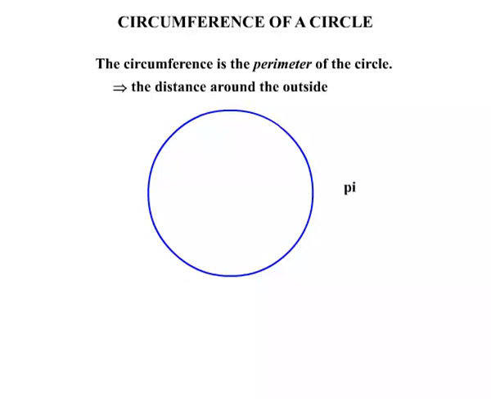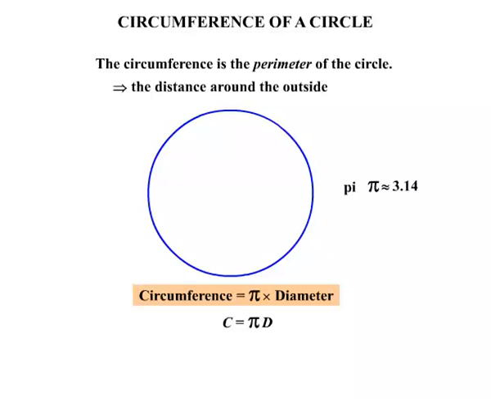Now I'll introduce the word pi. That's the symbol for pi, and it's approximately 3.14. Now we use pi in calculating the circumference, and also later on when we find the area of a circle. Now the circumference is equal to pi times the diameter, the distance right across that goes through the center, that is known as the diameter. Now we can write that as c equals pi d.